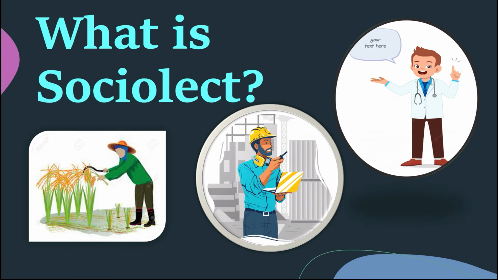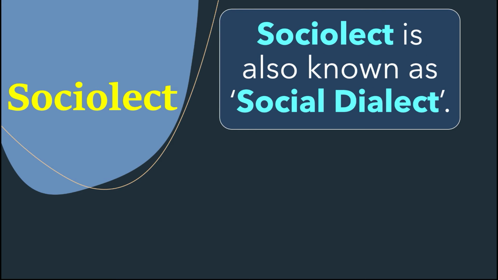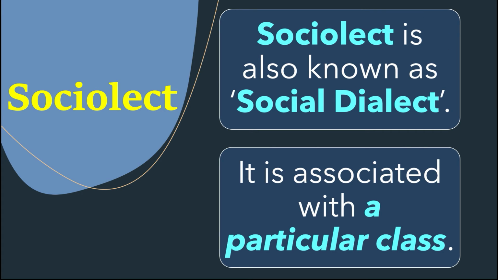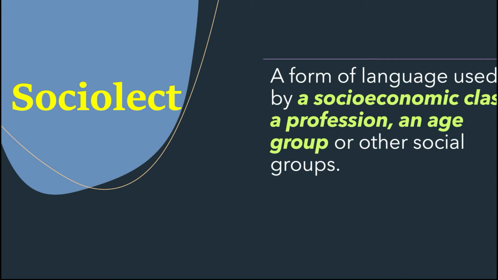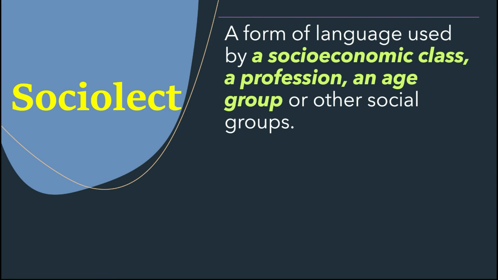Now, let's talk about what is sociolect. Sociolect is also known as social dialect. It is associated with a particular class. We have some more ideas. It is a form of language used by a socio-economic class, a profession, an age group, or other social groups or categories, you can say in that way.